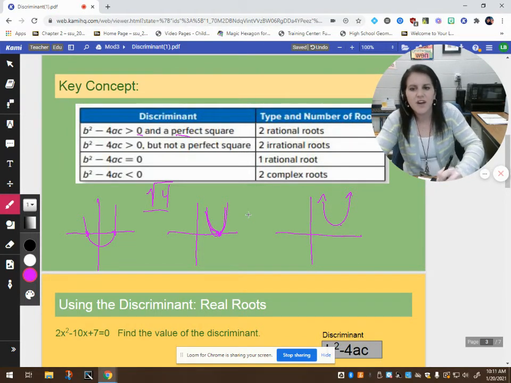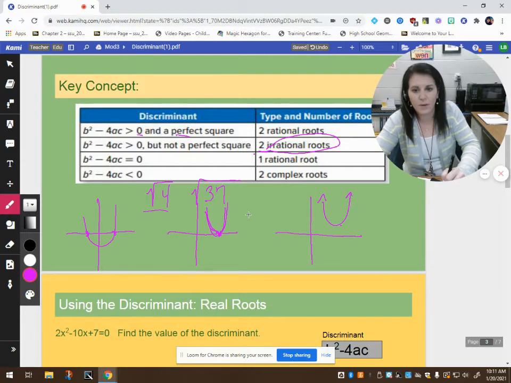If I end up with a discriminant, the number underneath of the square root symbol, that is still greater than 0, it's a positive number, but let's say like 37. It's not a perfect square, but it is a positive number. So I know I'm going to have 2 roots, and these are going to be irrational roots because I cannot take the square root of 37 and get a whole number.